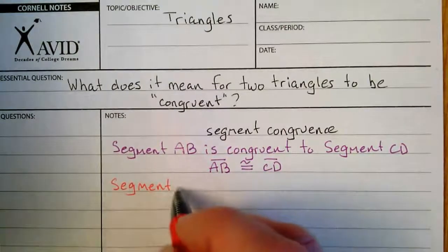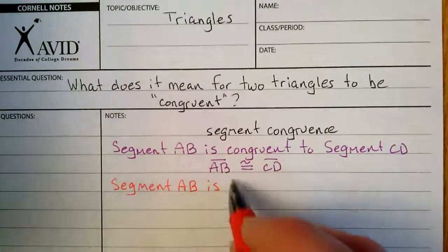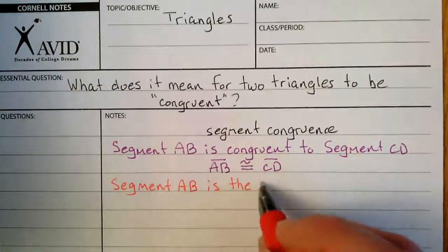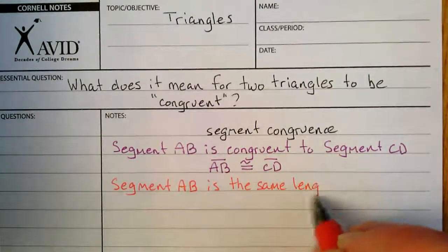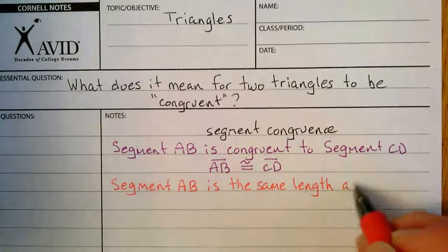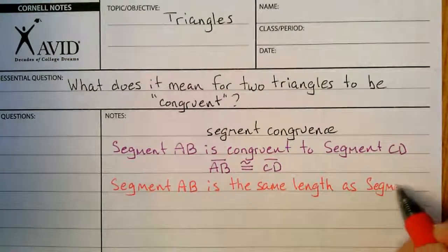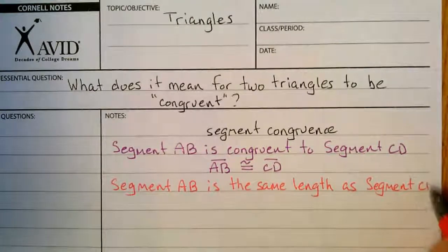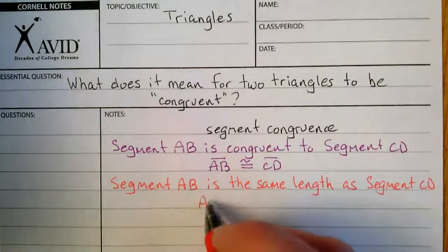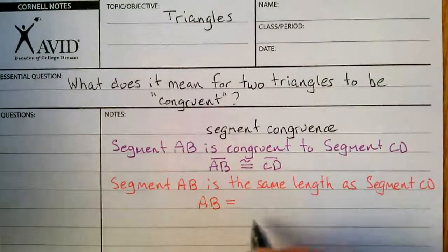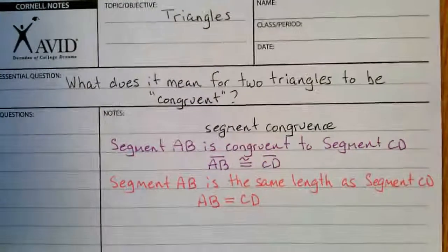And it would mean that segment AB is the same length as segment CD, which we would write as AB equals CD.